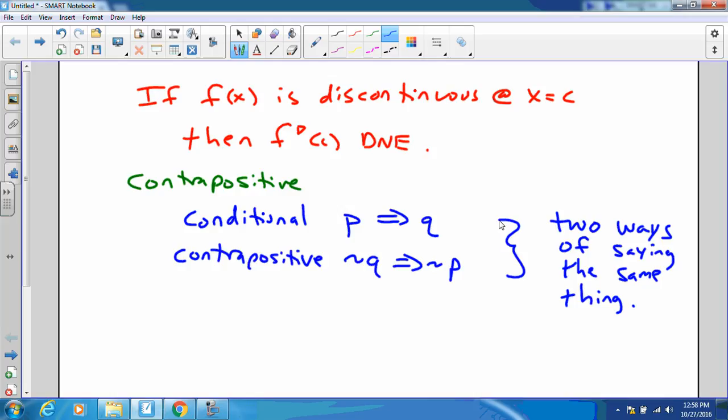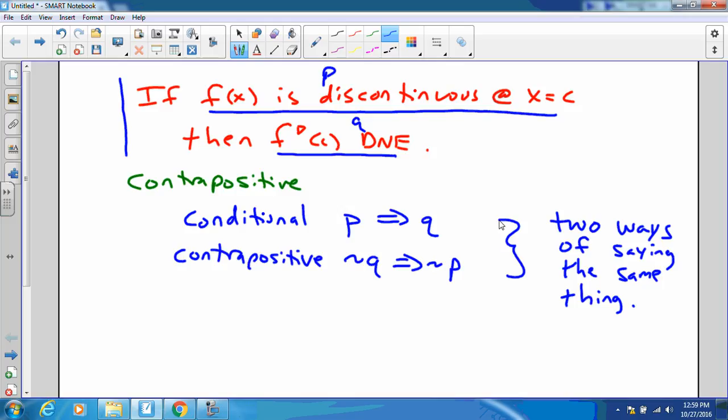Top, the conditional says if P then Q, then Q is always true whenever P is true. The bottom says if Q is false, then P cannot possibly be true, or in other words, every time that Q is false, P is false as well. So we're going to use that approach to consider our type of discontinuity. We've got a conditional here. If f is, excuse me, that should be labeled as P. If f is discontinuous at x equals c, then, conclusion, Q, f prime of c does not exist.